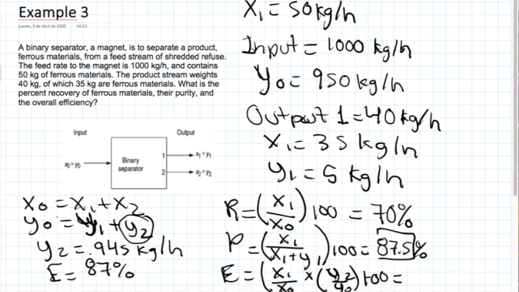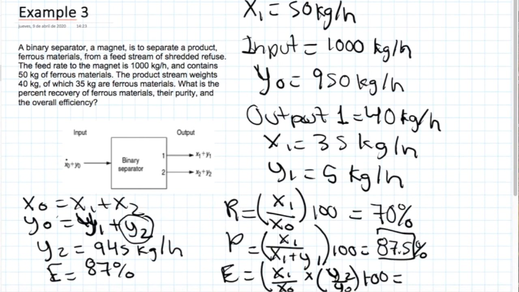Now, important things to keep in mind. When you have an exercise like this, you may not have all the information on the inputs and outputs, but you might have the efficiency of the equipment, for instance. And based on the efficiency of the equipment, you can calculate the other streams, right? You can also have information on recovery or the purity.